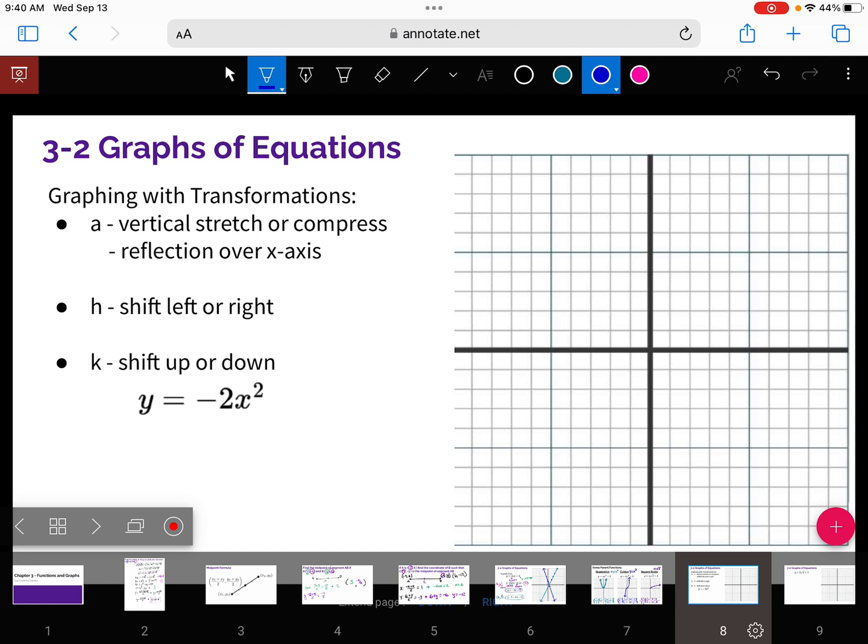H does a horizontal shift. H, horizontal or hula. I am genuinely not afraid to do something ridiculous to make y'all remember. Oh, just wait till we get to asymptotes.